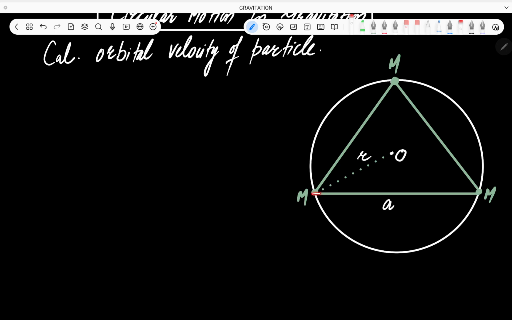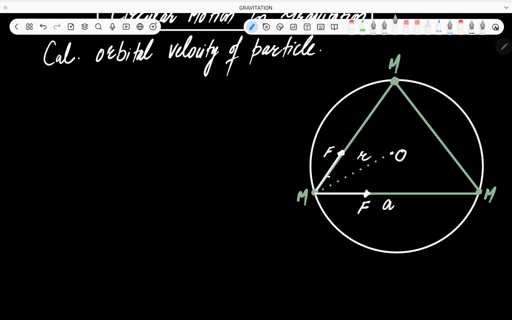So how many forces will there be on this particle? Obviously there will be 2 forces on this particle, one force along this direction and another force along this direction, and the angle is 60 degrees, which implies that the resultant will be along the angle bisector, which is directed towards the center of the circle. That is essentially what we want. So there are 2 forces on this particle, one force along this direction, this force is F, and another force in this direction, and this force is also equal to F.